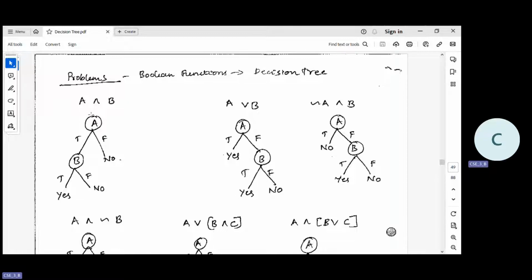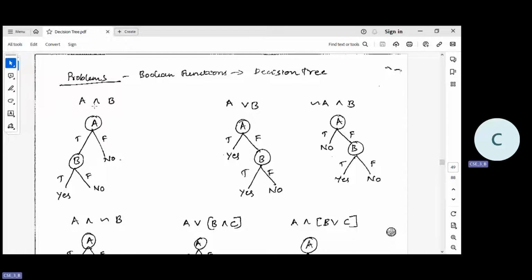First we go with the AND operation. We are taking the two variables, A and B. How do we draw the decision tree for this? First we have to take the variable A. You can observe A here. Every variable has two outcomes, one is true and another one is false. So we are writing the two branches here, true and false.